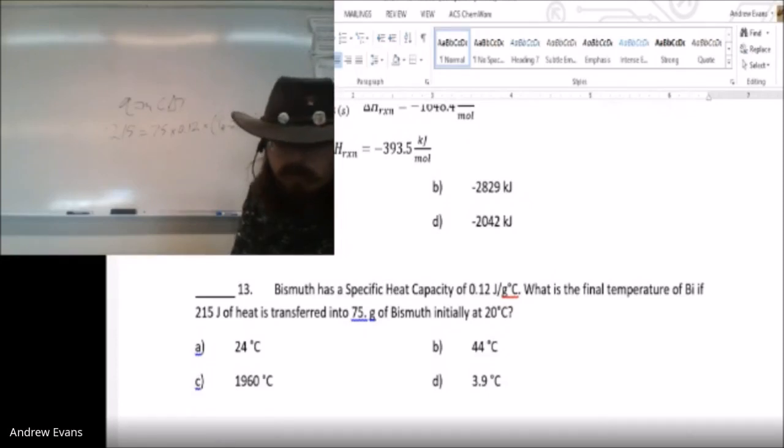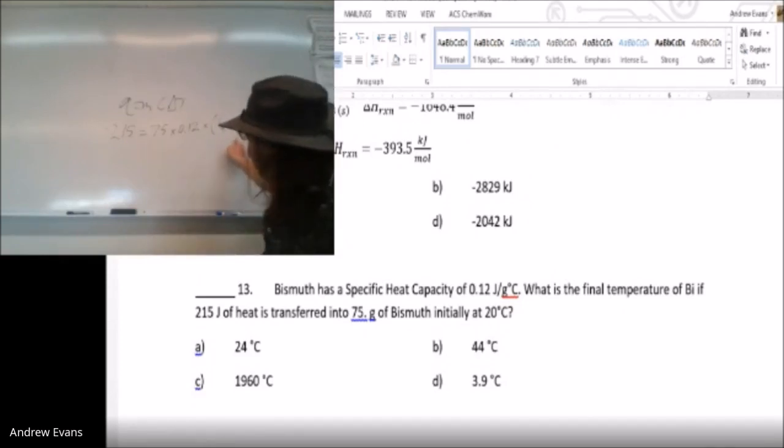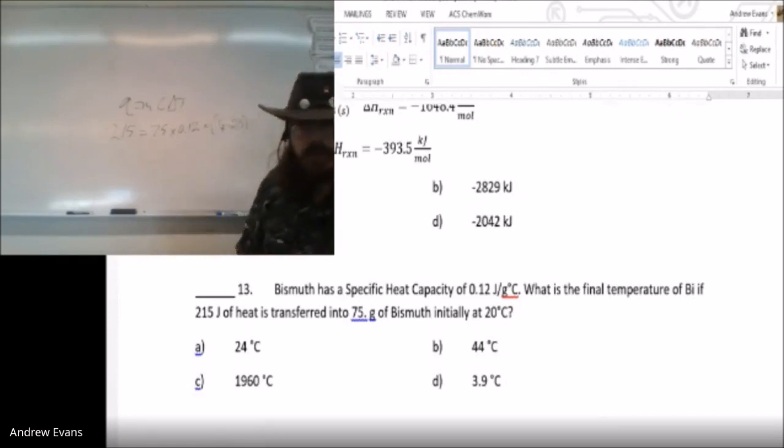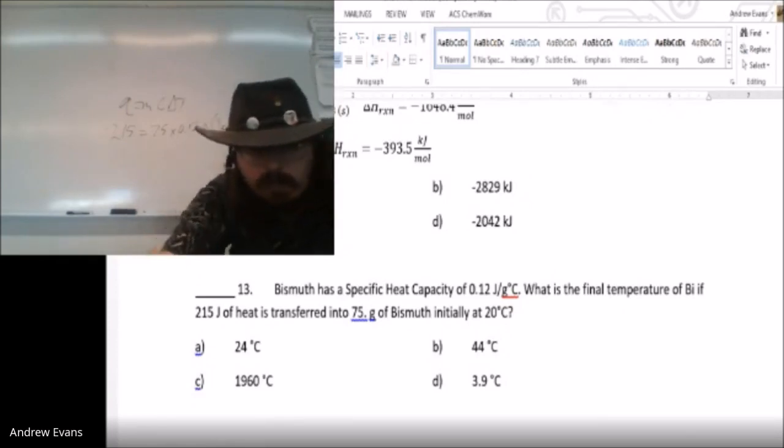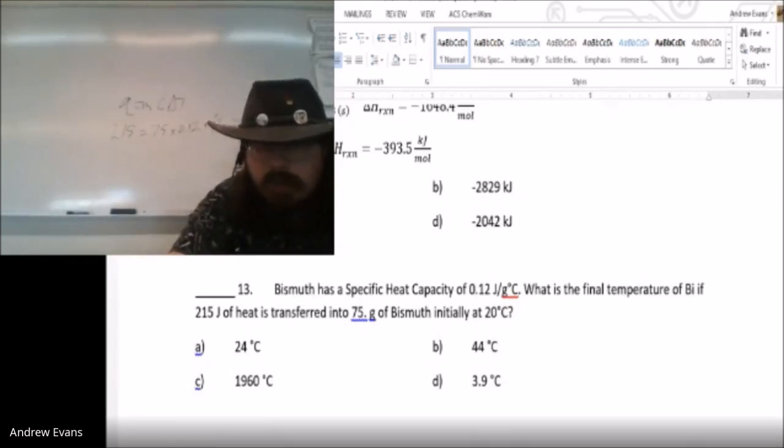Now, the answer isn't 24 because that is the change in temperature. And I asked for what is the final temperature. So I have to add 20 degrees onto it. So if I started at 20 and went up 24, the answer would be 44, or B.